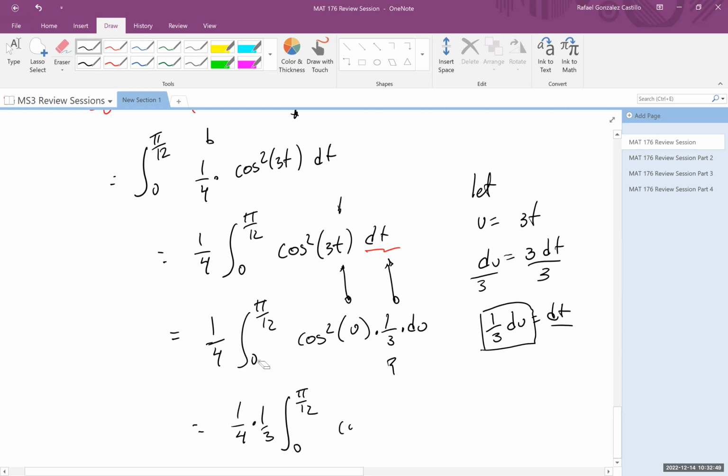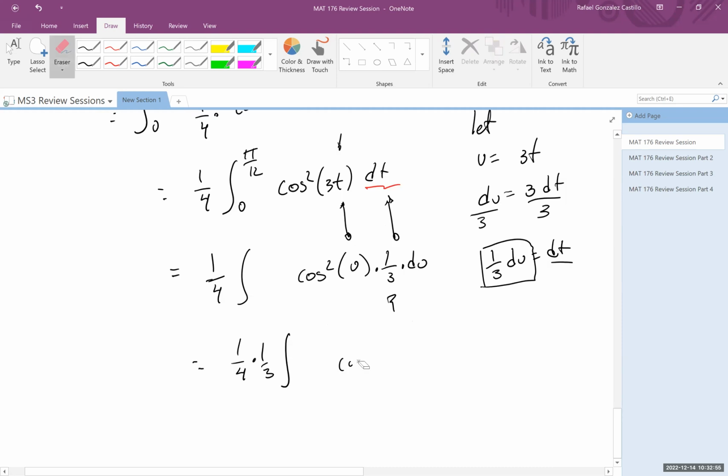Actually, let me drop this. I don't need this here. We don't need the limits of integration here. 1 over 4 times 1 over 3 times the integral of cosine squared u du. We could do this multiplication. This is just going to be 1 over 12 times the integral of cosine squared u du.